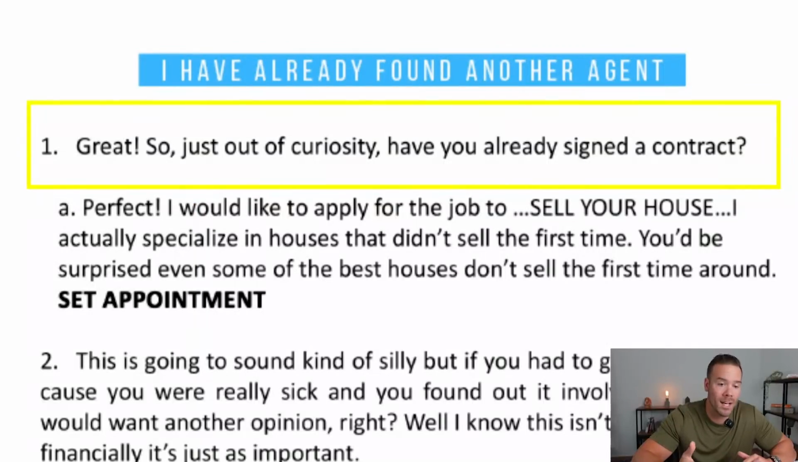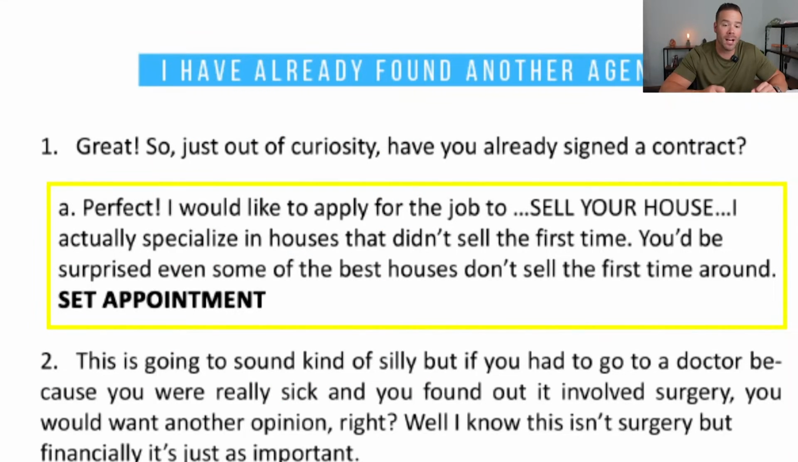So I'm just going to read it verbatim, follow along with me. The seller says, hey, I've already found another agent. Well, respond with, great. So just out of curiosity, have you already signed a contract? You have to ask that because if they already signed a contract, well, then it's hands off. End that call and go on to the next one. However, if they haven't yet signed the contract, it's fair game. So they respond, no, haven't signed a contract yet. You respond with, perfect. I'd like to apply for the job of selling your home.